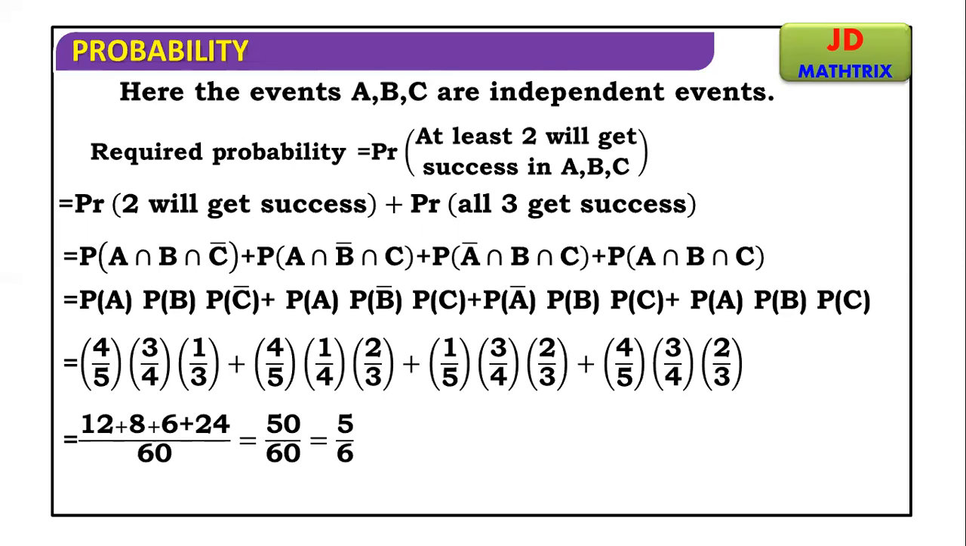That means the probability that at least 2 of them will succeed when 3 persons A, B, C are aiming to shoot a balloon.